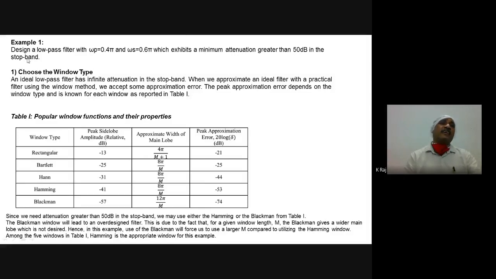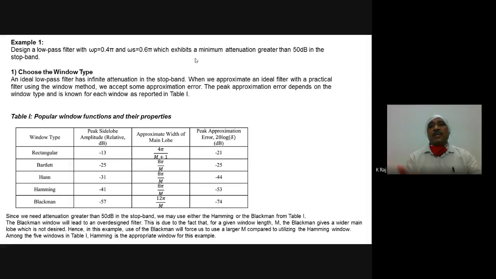Now, if we consider an example, say example one: design a low pass filter with pass band edge frequency 0.4 pi and stop band edge frequency 0.6 pi, and these frequencies are in the digital domain. And as we know, in the digital domain, the range is from minus pi to pi and generally we consider from 0 to pi here. And the omega p, omega s is given, which exhibits a minimum attenuation greater than 50 dB in the stop band. We have to see all the components related to the specifications.